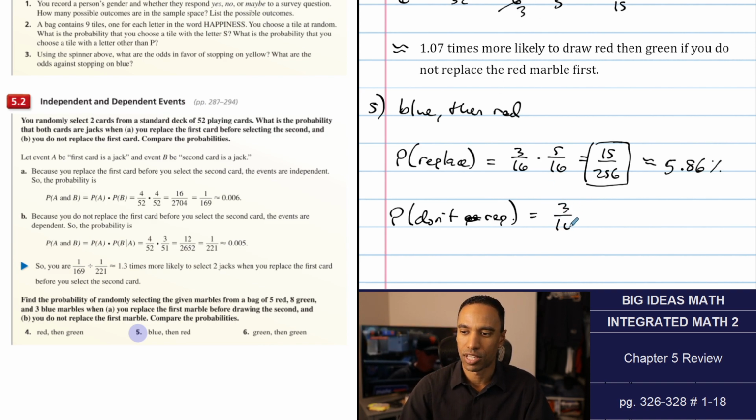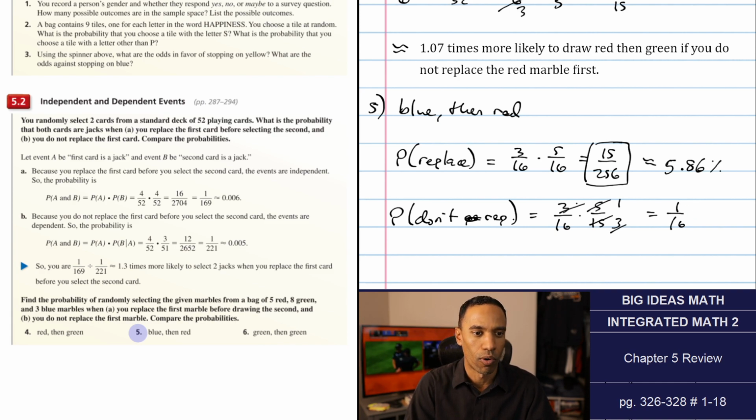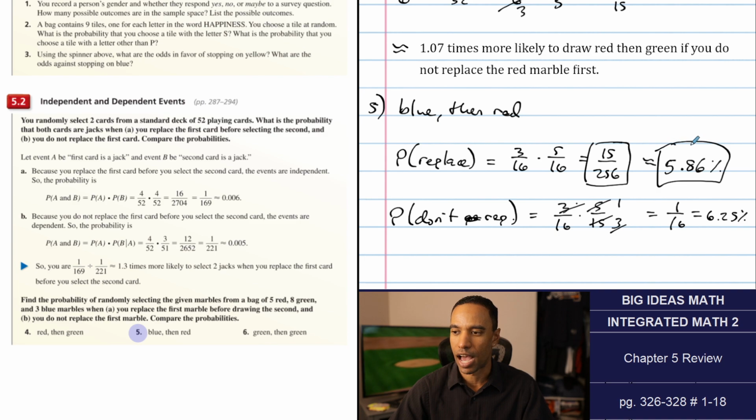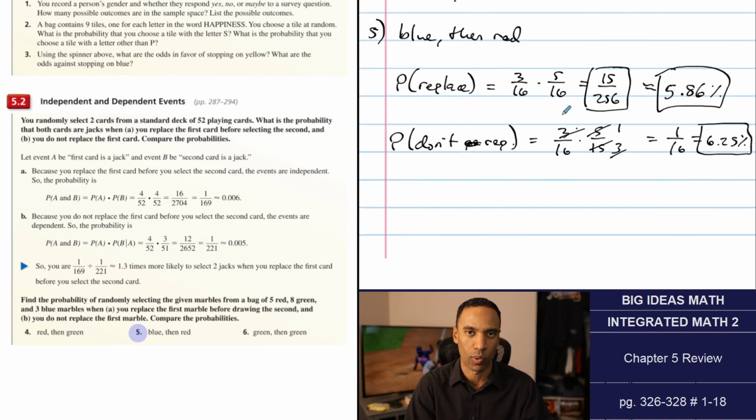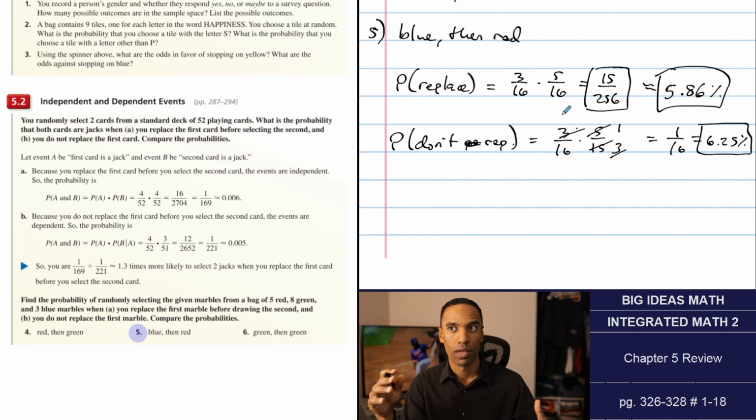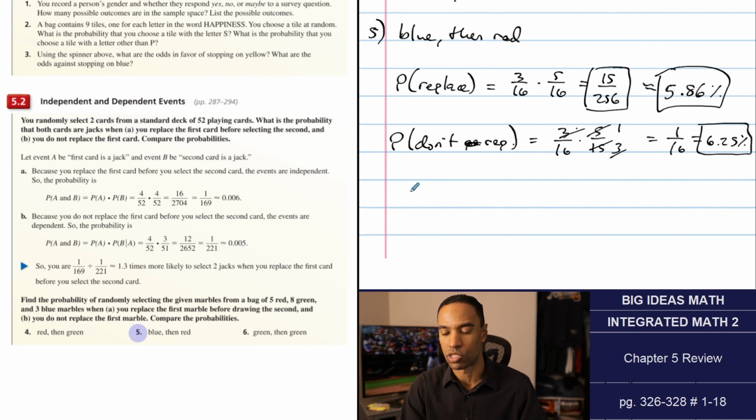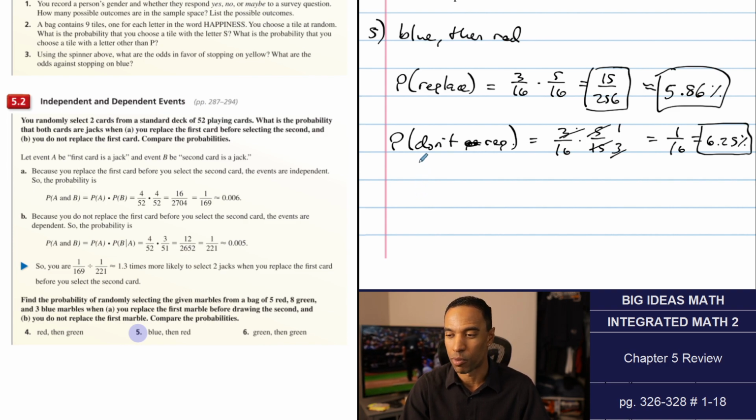So 3 out of 16 times 5 out of 15, which reduces to, again, 1/3 in this case. So that's 1 over 16, which is a little more, not much, 0.0625, so 6.25%. So once again, not replacing, you're getting a higher probability. And honestly, the only reason it's higher probability is because you're not choosing the same color twice. If you don't replace it, then the other colors still have the same amounts as there were, but there are less marbles. If you don't replace something with the same color, you lost one of those marbles as well.